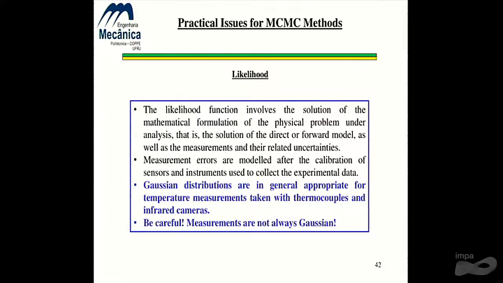Okay. And what about the likelihood? Remember that the likelihood represents your experimental errors. So the likelihood is your statistical model of your measurement errors. This also has to be known, and as I said, it can be known from the calibration of your sensors. Fortunately for us who work in heat transfer, temperature measurements are usually Gaussian, but this might not always be the case.